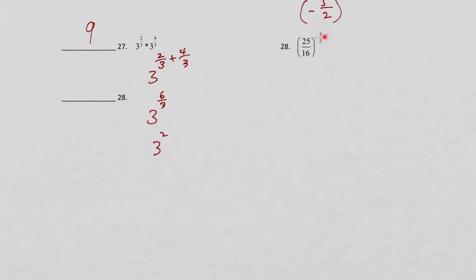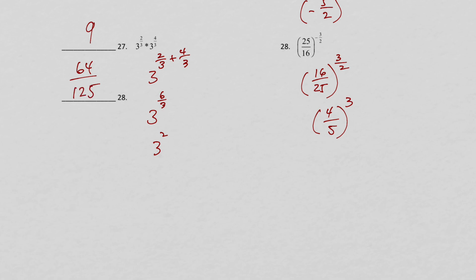There are 3 things happening in the exponent. I'm going to apply the negative first, which inverts this. So I end up with 16 over 25, but now it's to the positive 3/2. Then I'm going to apply the denominator, which square roots these. Square root of 16 is 4. Square root of 25 is 5. And now we have just the numerator left. 4 cubed is 64. 5 cubed is 125.